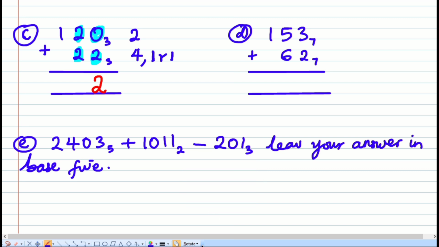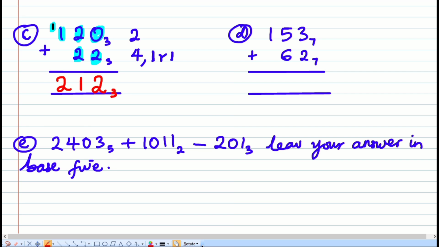So we're going to write the remainder, which is 1, and we'll carry the other one. So the last column now, we have this 1 plus this one, which is 2. Again, 2 is not even up to 3, so just write it that way. So our answer is 2, 1, 2 base 3. So you see, it's very simple.